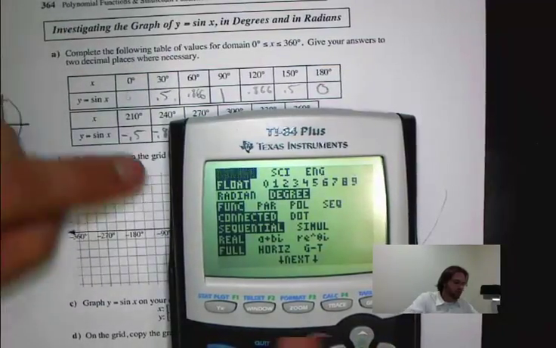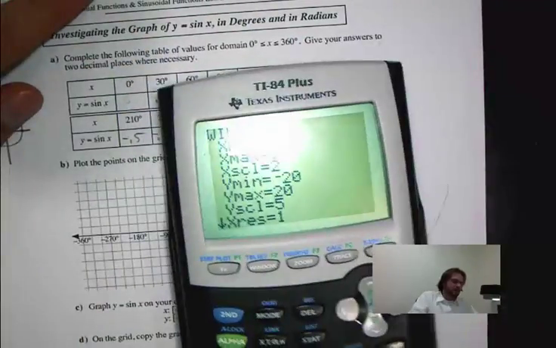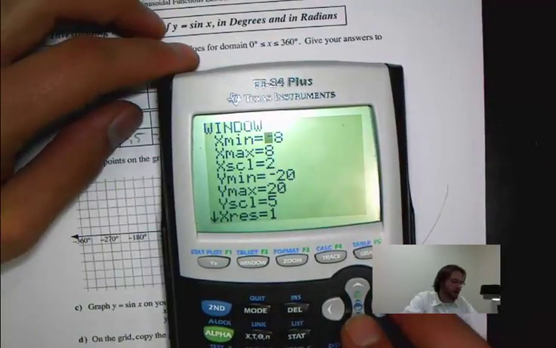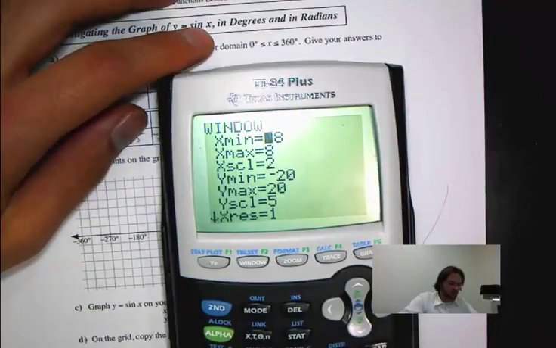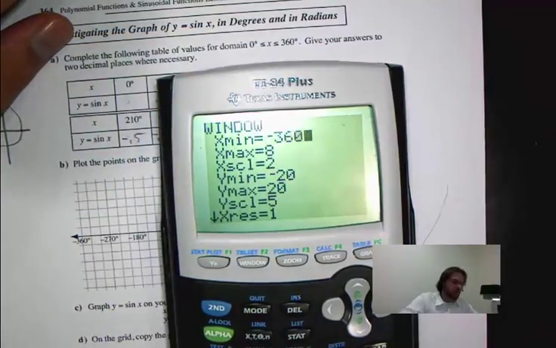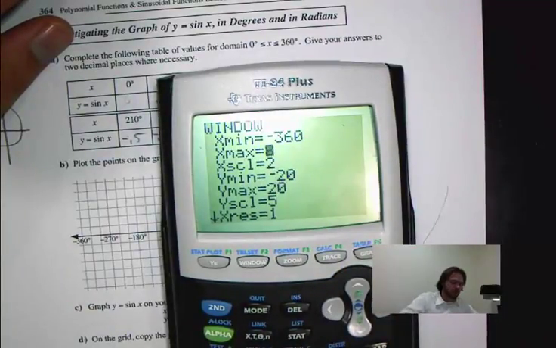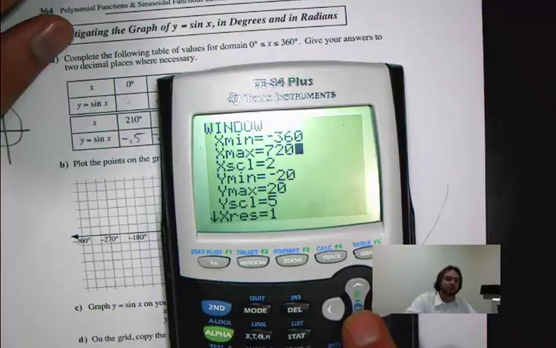So if I'm in degrees, then my window is in degrees, so I have to go to 360, or I'm going to go bigger. My x min I'm going to say is 360, negative. And my max, because I want 2 cycles the other way, is going to be 720. That's 2 full circles. My scale, I'm going to count by maybe 45s. Okay? So every 45 degrees it counts.